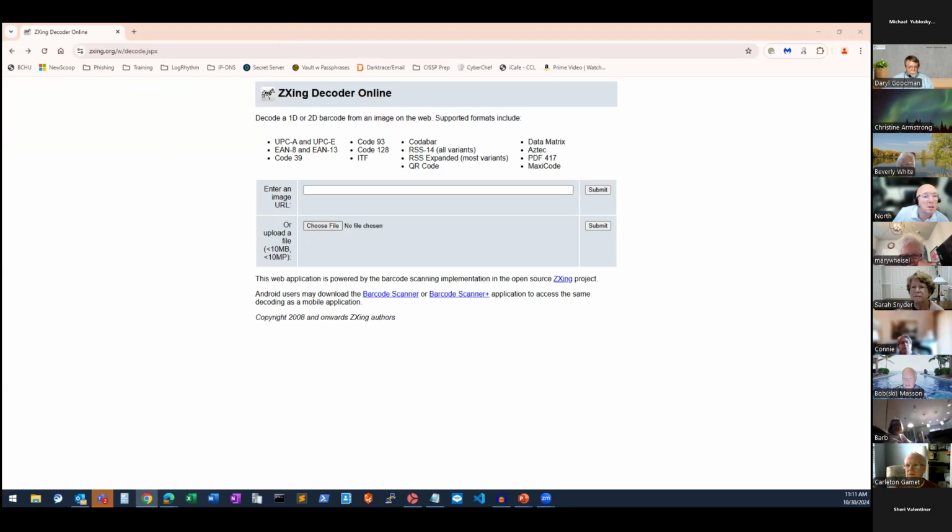Hey, while you're doing that, North, the malware extension that you mentioned, are there browsers that have that functionality built in, like Safari?